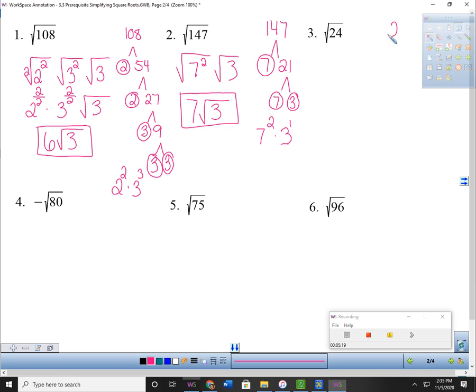So 24. 24 is 2 times 12. 2 is prime. 12 is 2 times 6. 2 is prime. And 6 is 2 times 3, both of which are prime. So I have 2 to the third, and then I have this 1, 3. Now, is 3 going to divide by the 2? No, so I know I'm going to have to split that up into 2 different things.